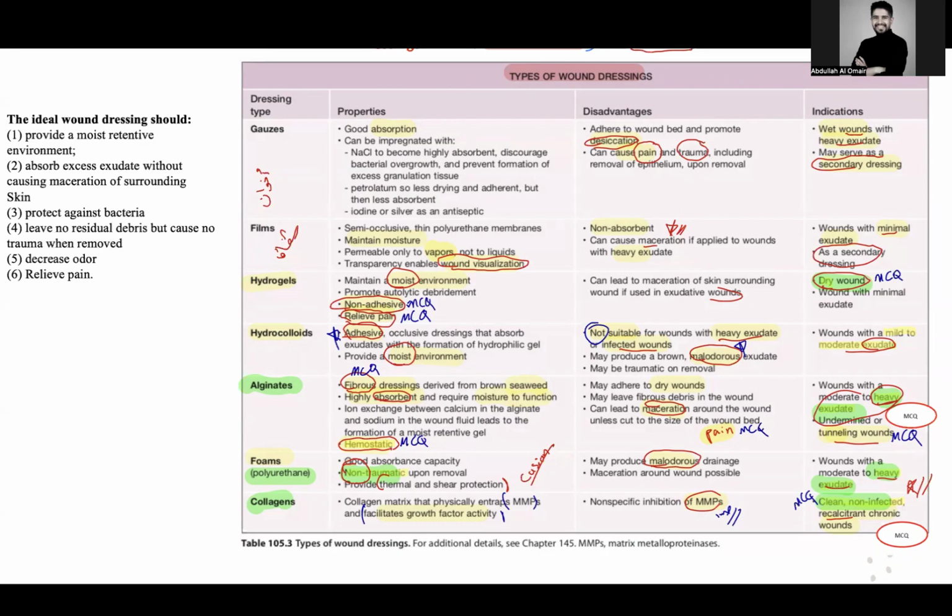If a question comes to you, what is the most important dressing that can relieve pain? It's going to be the hydrogel. Okay, what is the most important dressing if we have very, very high exudate from the ulcer? It's going to be alginate, because alginate is a fibrous dressing that provides a hemostatic effect to the wound itself. So hydrogel for pain, alginate for exudative ulcer.